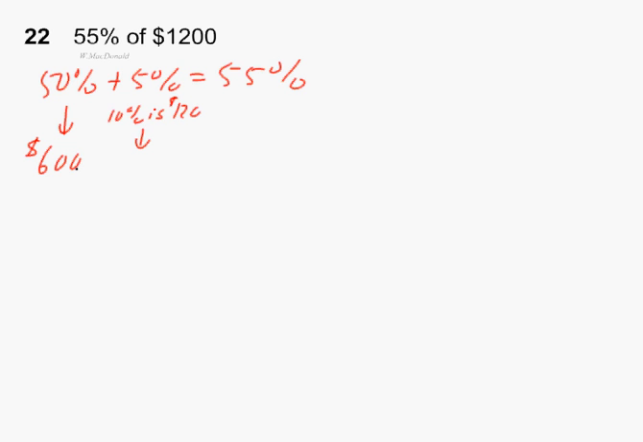55%, it's 50% plus 5% equals 55%. 50% is half, so I'm going to get $600 for 50%. 10% is, move your decimal over, $120. So therefore, 5% would be half of that, which is $60. You can add those together. 55% is $660.